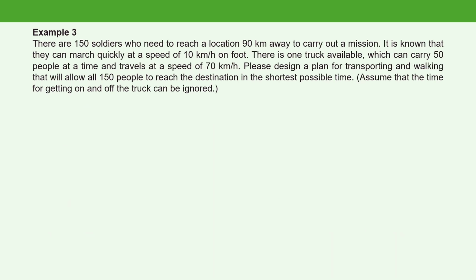Example 3, there are 150 soldiers who need to reach a location 90 km away to carry out a mission. It is known that they can march quickly at a speed of 10 km per hour on foot. There is one truck available, which can carry 50 people at a time and travels at a speed of 70 km per hour. Please design a plan for transporting and walking that will allow all 150 people to reach the destination in the shortest possible time.